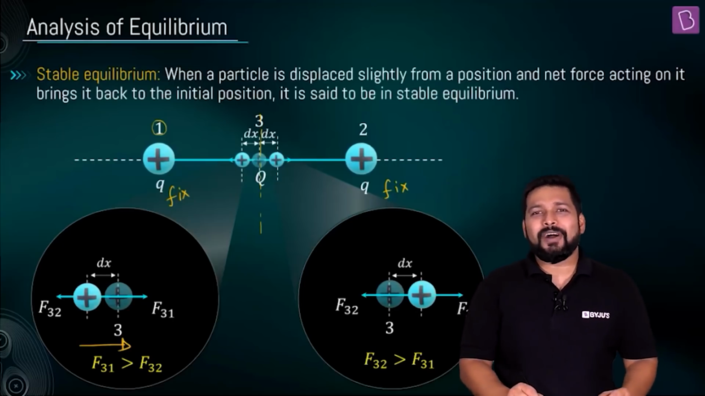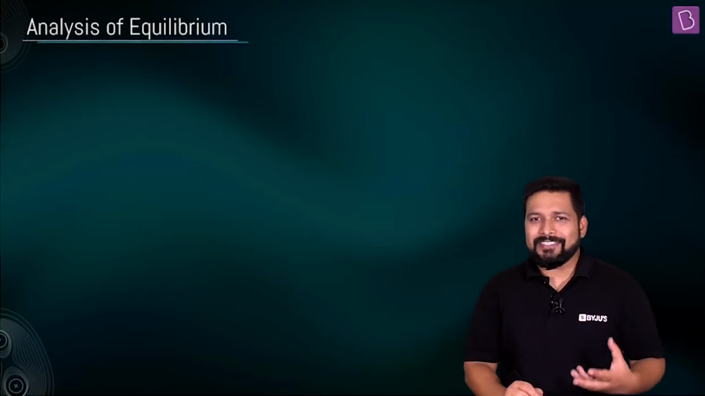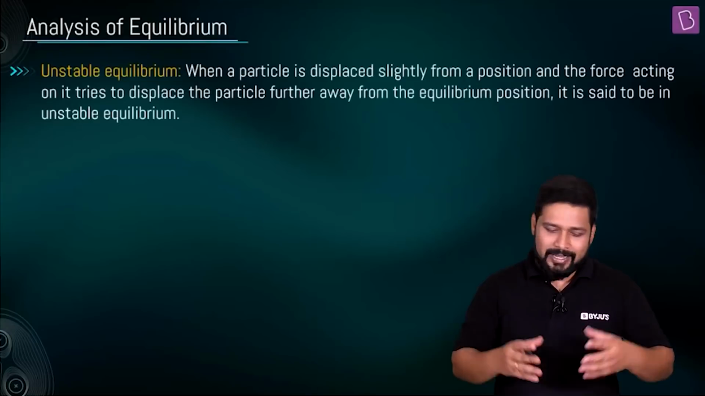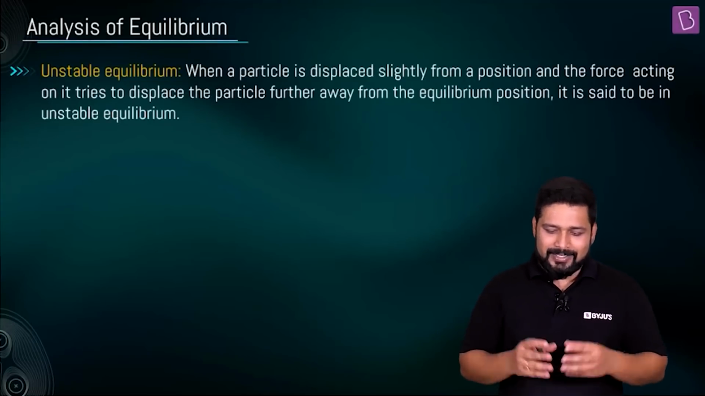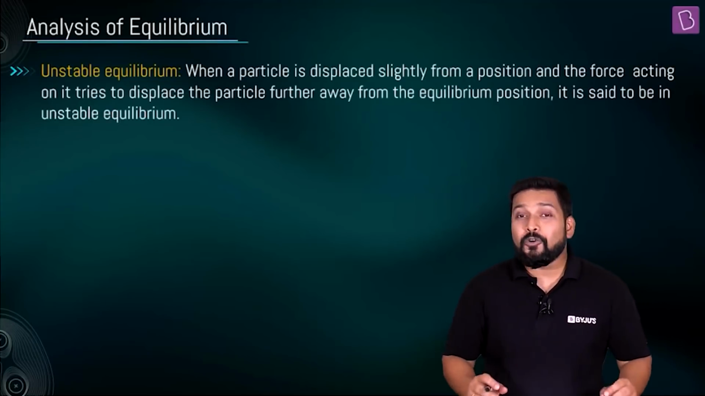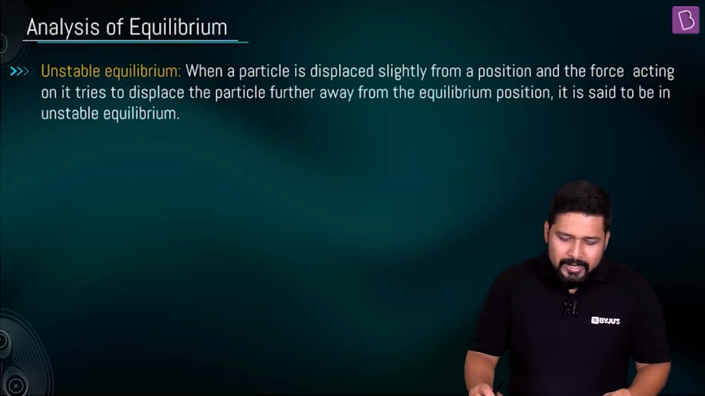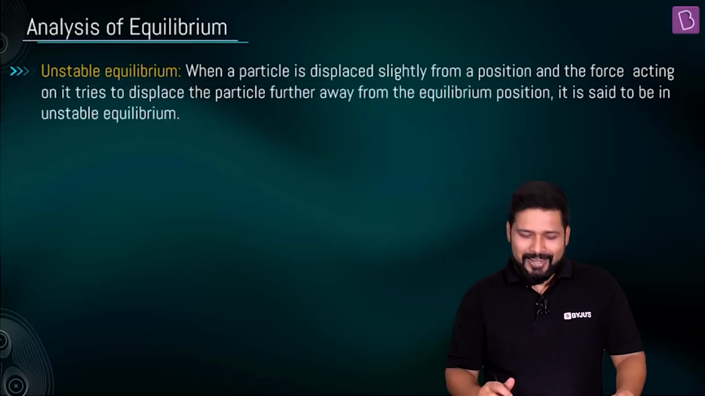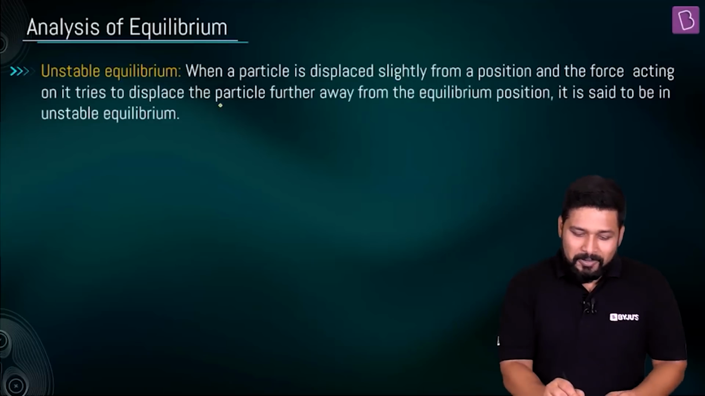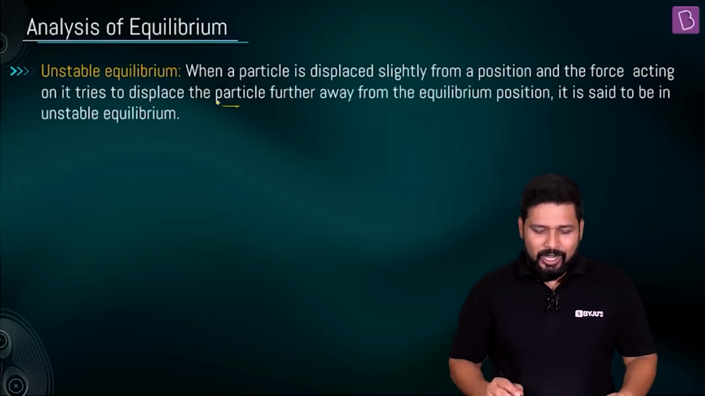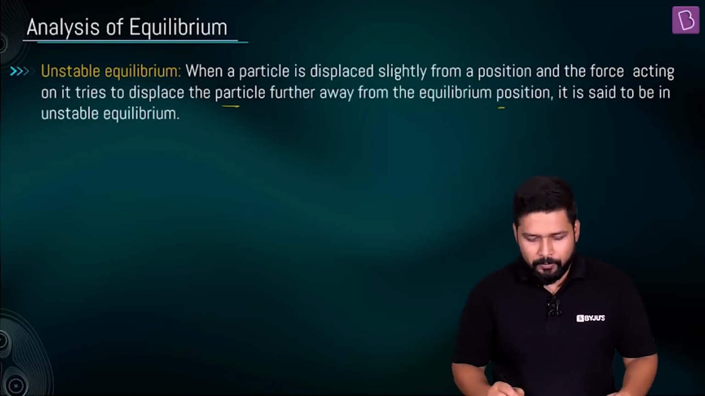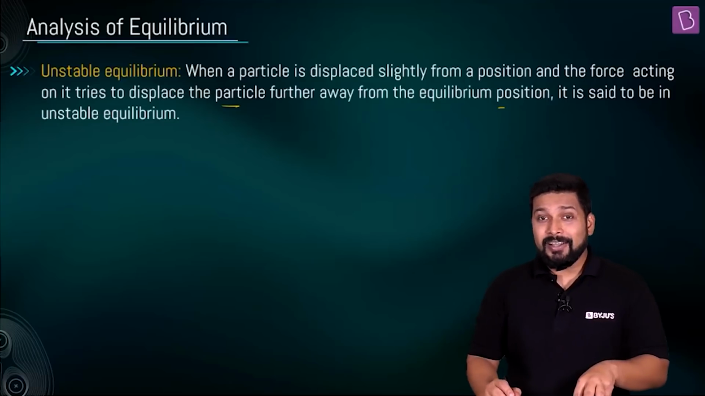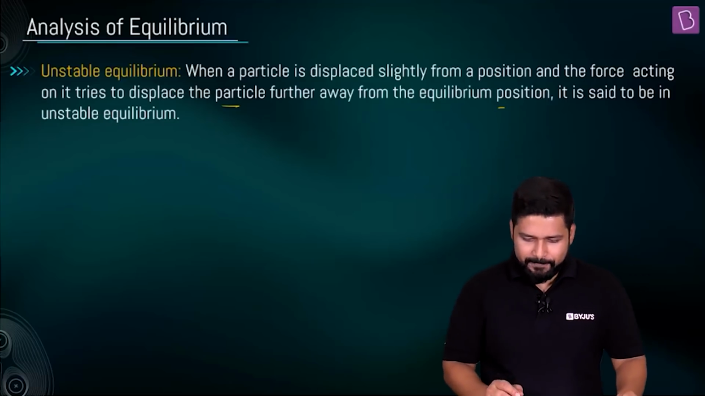But before that, we know another type of equilibrium, that is unstable equilibrium. So what is unstable equilibrium? If I talk in terms of charge, I can say that when a charge is displaced slightly from its position, the force on it does not try to bring it back to its initial equilibrium position. It actually displaces the charge further away from the equilibrium position. Then we say that this particular charge is under an unstable equilibrium condition.